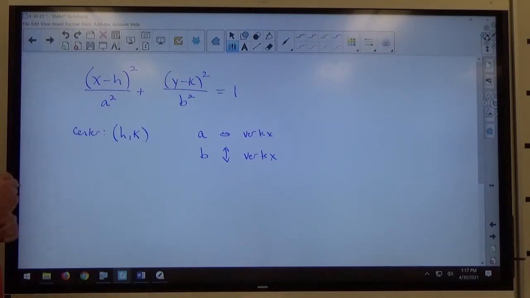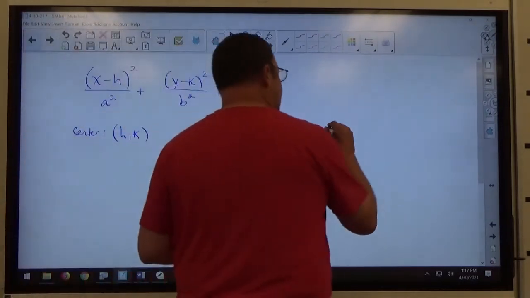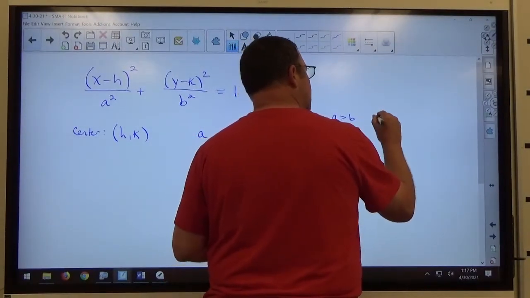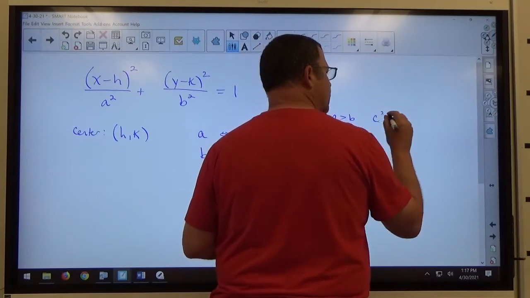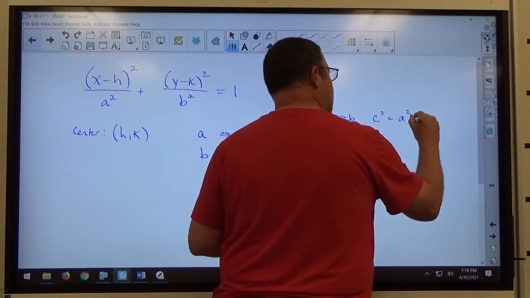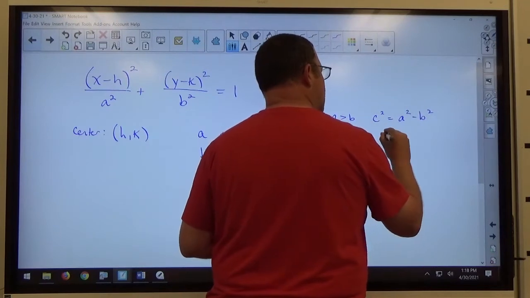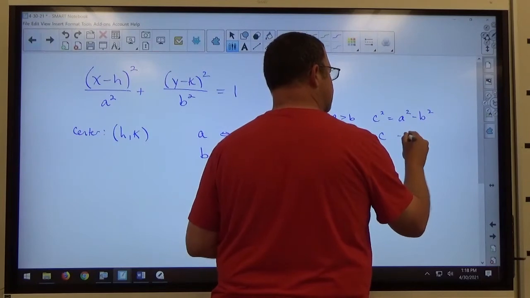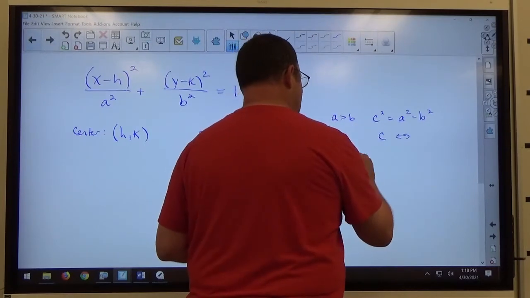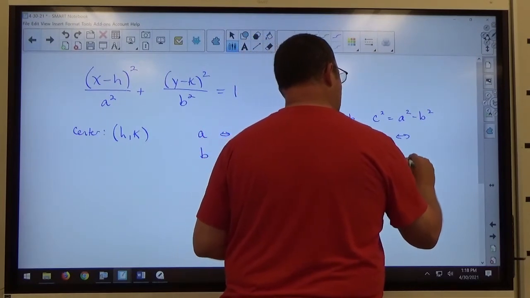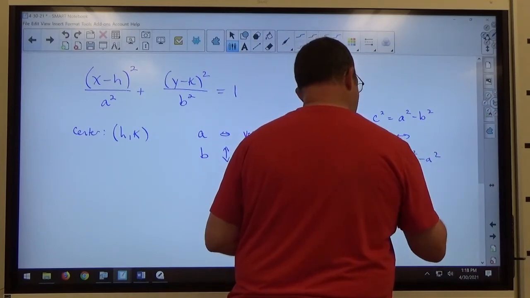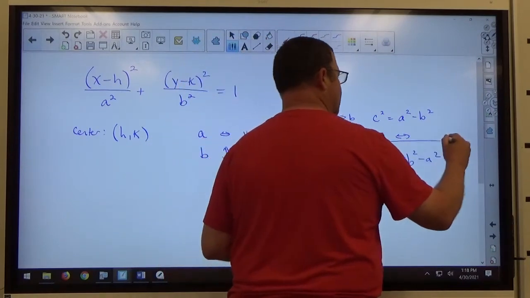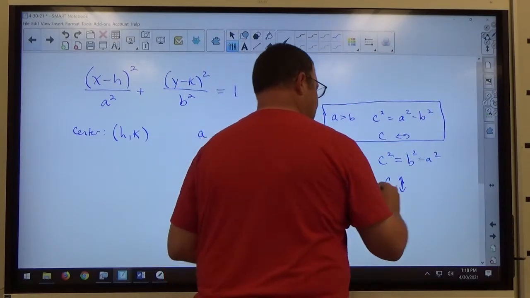The other thing we need is 2 foci. And depending on the values of a and b, if a is bigger than b, c squared equals a squared minus b squared, and you're going to move c left and right to get to the 2 foci. If b is bigger than a, then c squared equals b squared minus a squared, and you're going to move c up and down to get to the foci. So these are the 2 scenarios for c, depending on the values of a and b.